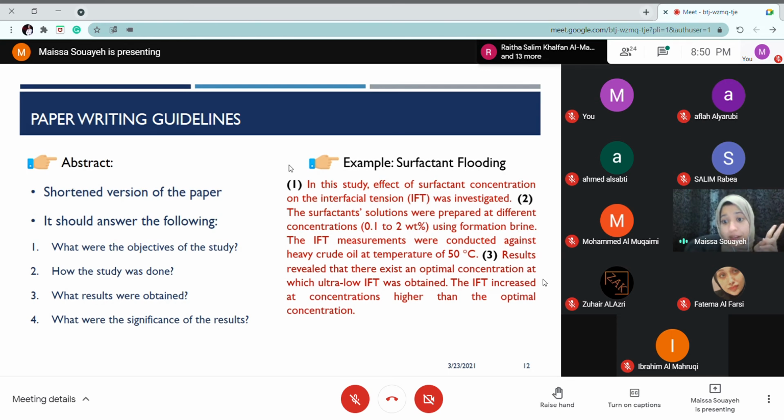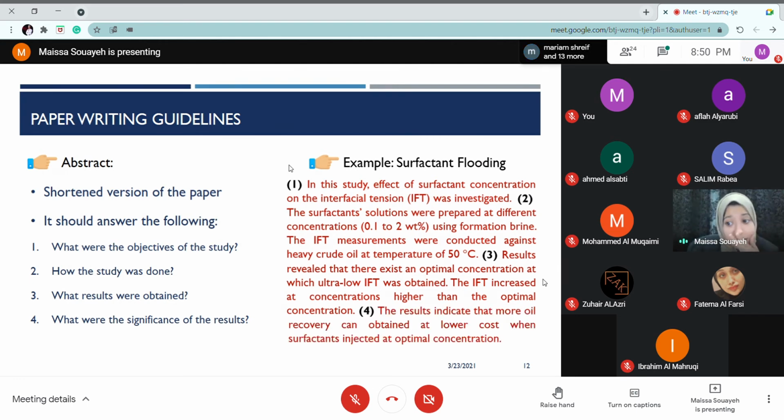Results revealed that there exists an optimal concentration at which ultra-low IFT was obtained. The IFT increased at concentrations higher than the optimal concentration. Okay, this is results, number 3. Let's continue. The results indicate that more oil recovery can be obtained at lower cost when surfactants are injected at optimal concentration.